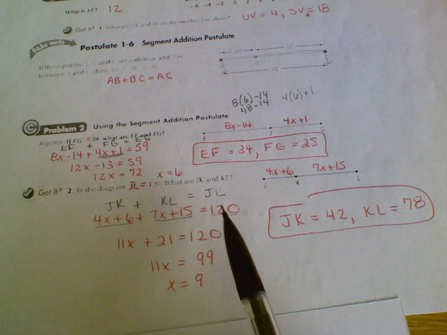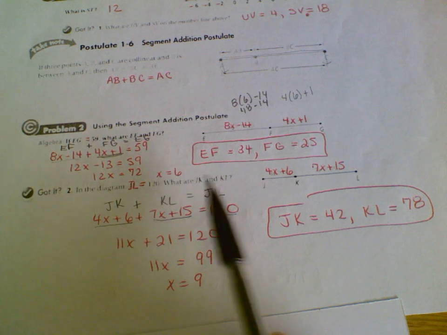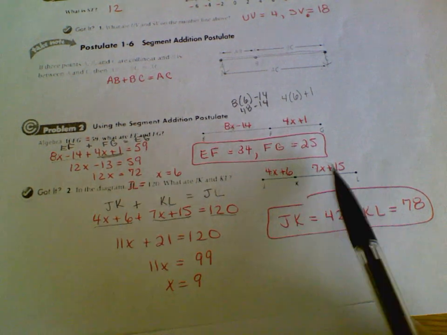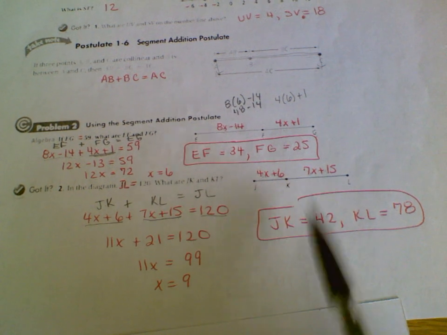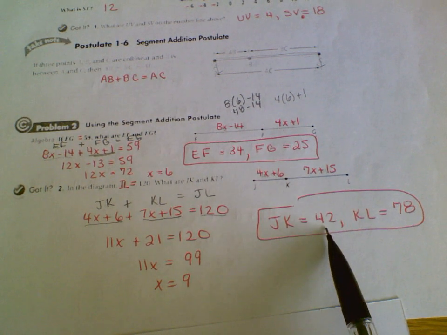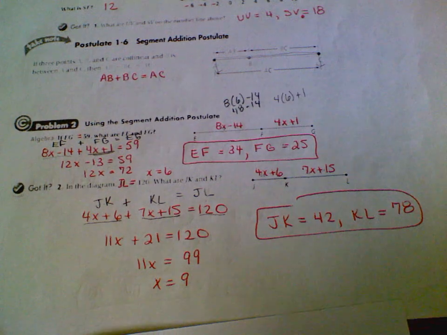Now again, I go back and I check. They're not asking for x, so you would want to plug 9 into both of these expressions. When doing that, you should have found that JK is 42 and KL is 78.